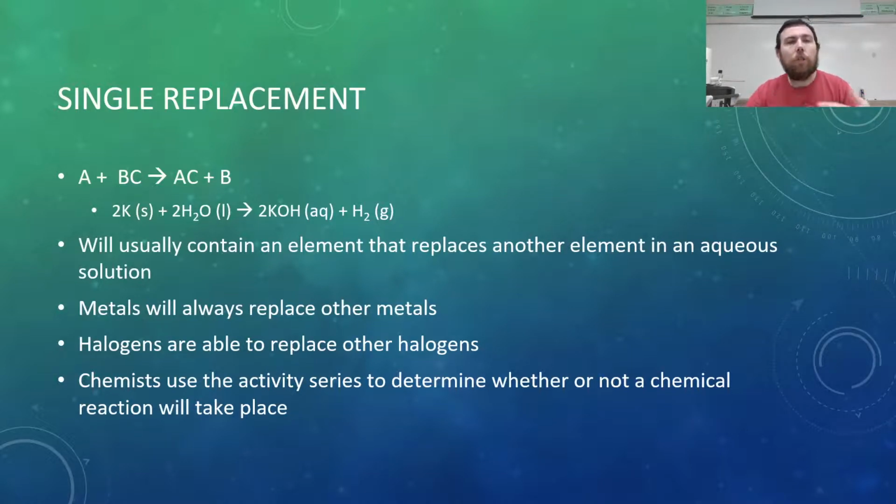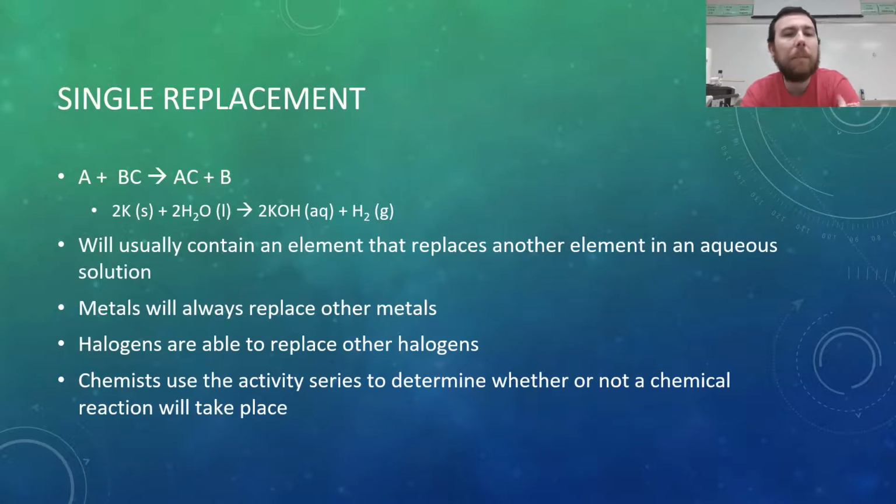Now, things to look for to be able to identify something as single replacement: you usually have an element that's going to replace another element that's in an aqueous solution. In this particular case, it doesn't start off as aqueous, but you do have water present. And as you're performing single replacement reactions, always keep in mind that metals will only replace other metals. Obviously, when we're dealing with potassium and water, hydrogen is the thing being replaced, because that's the substance that will typically take on that positive oxidation state when it's interacting with oxygen.